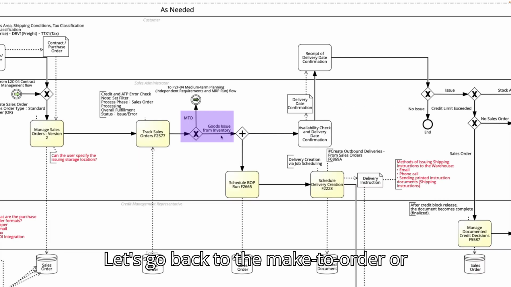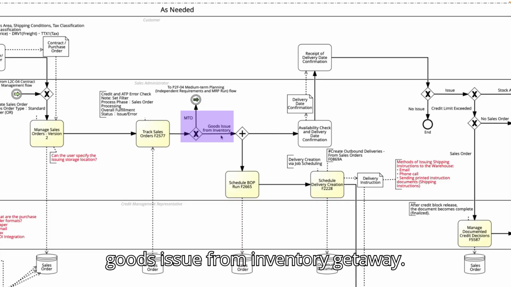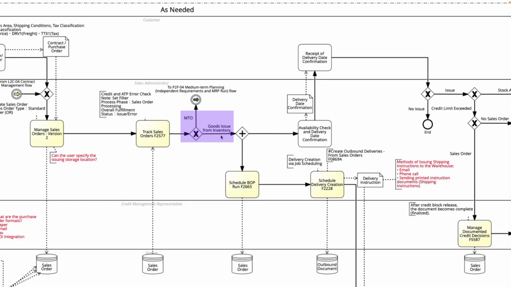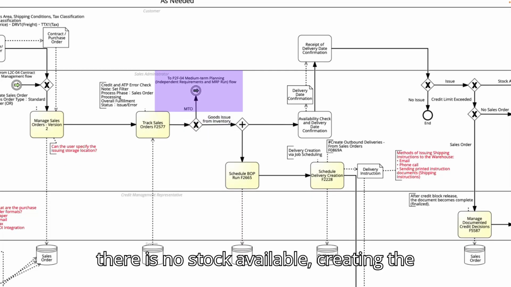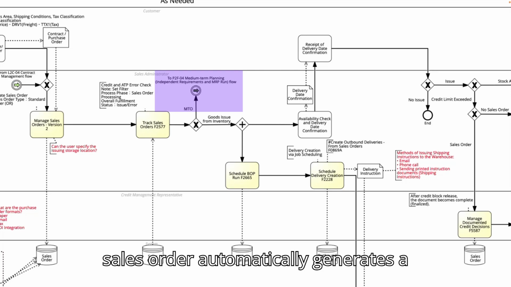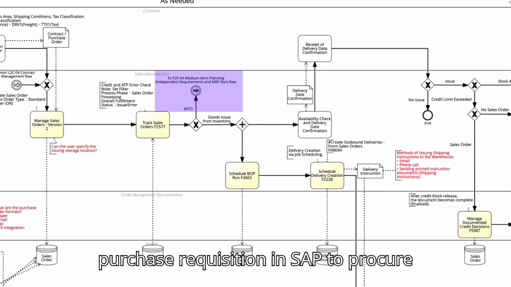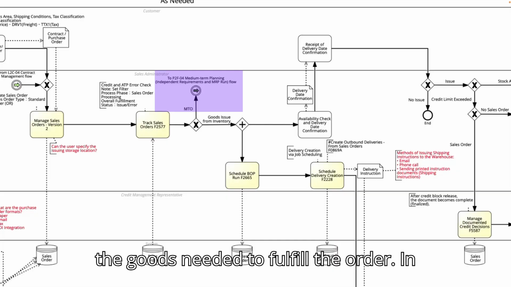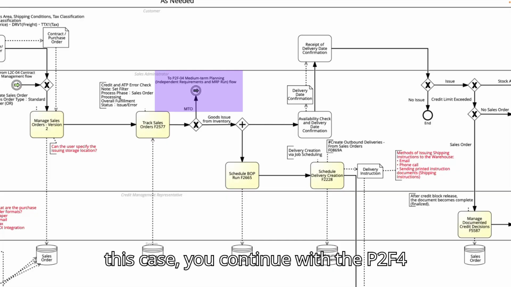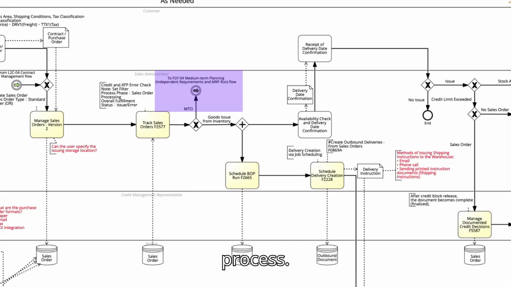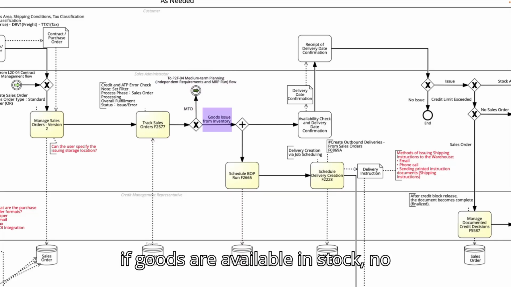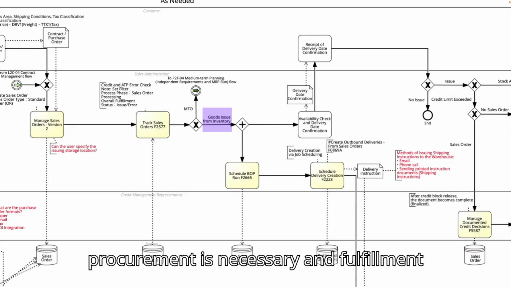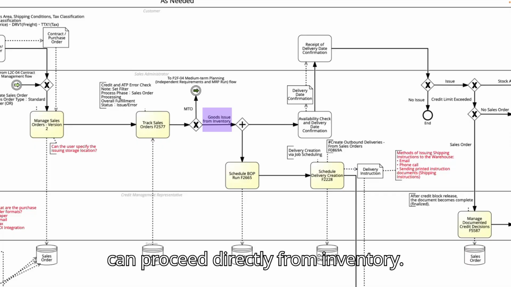Let's go back to the make to order or goods issue from inventory gateway. If there is no stock available, creating the sales order automatically generates a purchase requisition in SAP to procure the goods needed to fulfill the order. In this case, you continue with the P2F4 process. If goods are available in stock, no procurement is necessary, and fulfillment can proceed directly from inventory.